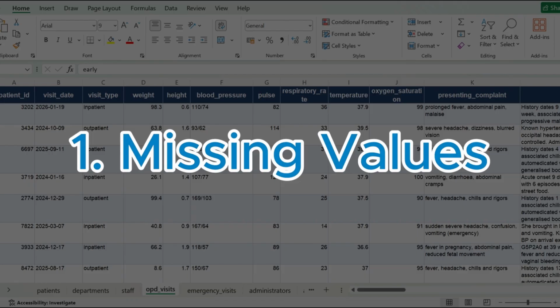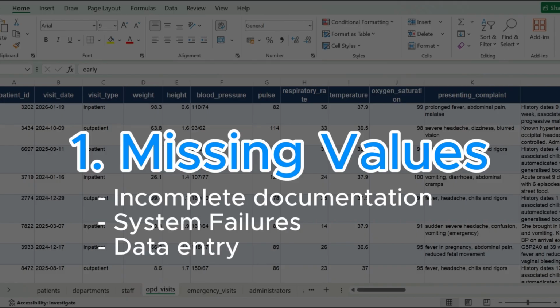Our first task is checking for missing values. Missing values are one of the most common data quality issues encountered in healthcare datasets. They can arise from incomplete documentation, system failures, or simple human oversight during data entry.